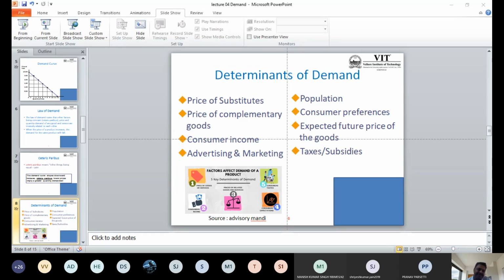Taxes and subsidies. I'm from Pondicherry, if you are not aware of it. People around the state know it's a union territory. Now it has been made a separate state. But when it was a union territory, we enjoyed a lot of tax and subsidy benefits.